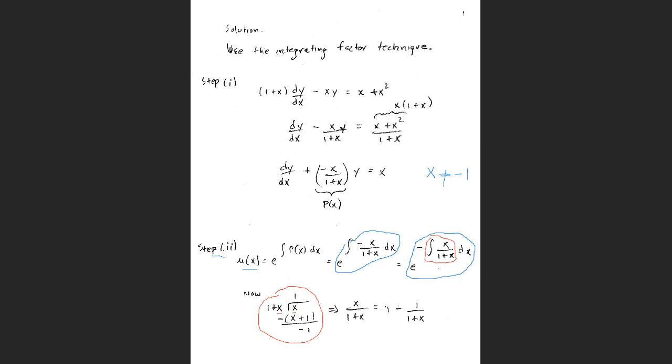Okay. It's no different than if you were to take 3 and divide it into 8. 3 into 8 goes 2 times. 2 times 3 is 6. 8 minus 6 is 2.